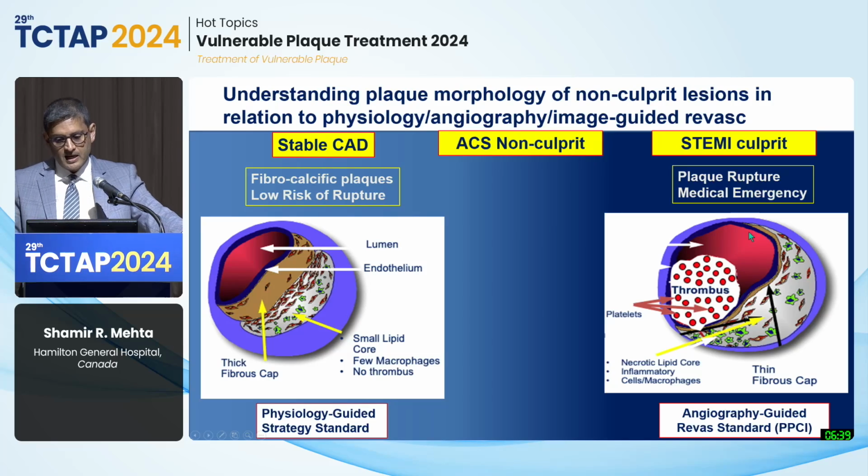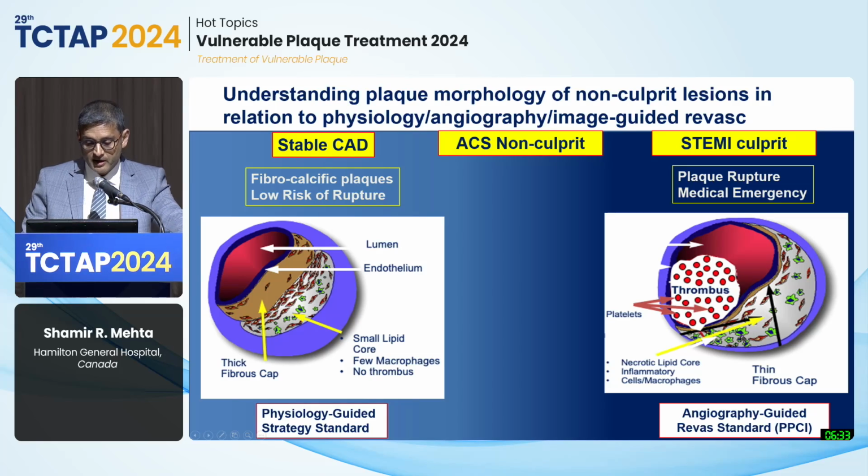And in this type of plaque, it's a very different type of plaque. This plaque has a thin fibrous cap, it has a necrotic lipid core, it's infiltrated with inflammatory cells, and it's what we talked about earlier. This is a biologically active plaque that ruptures and creates thrombosis.